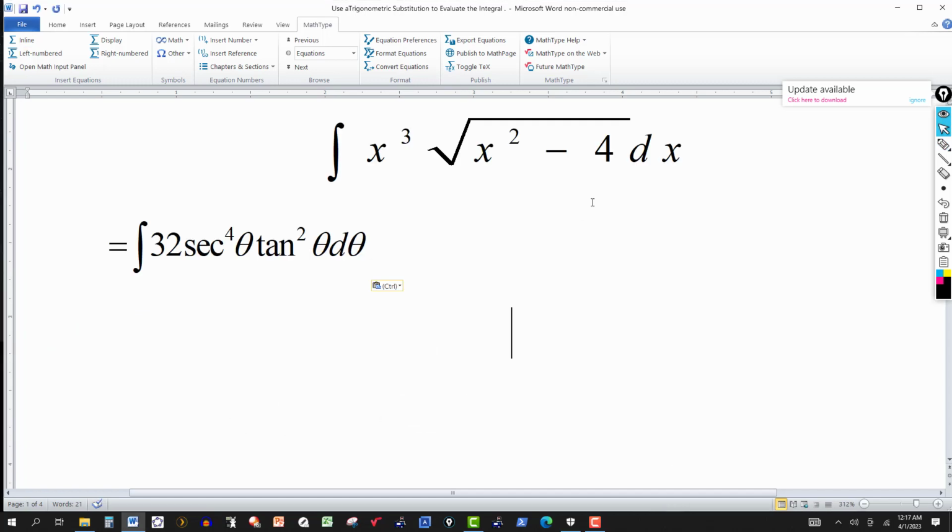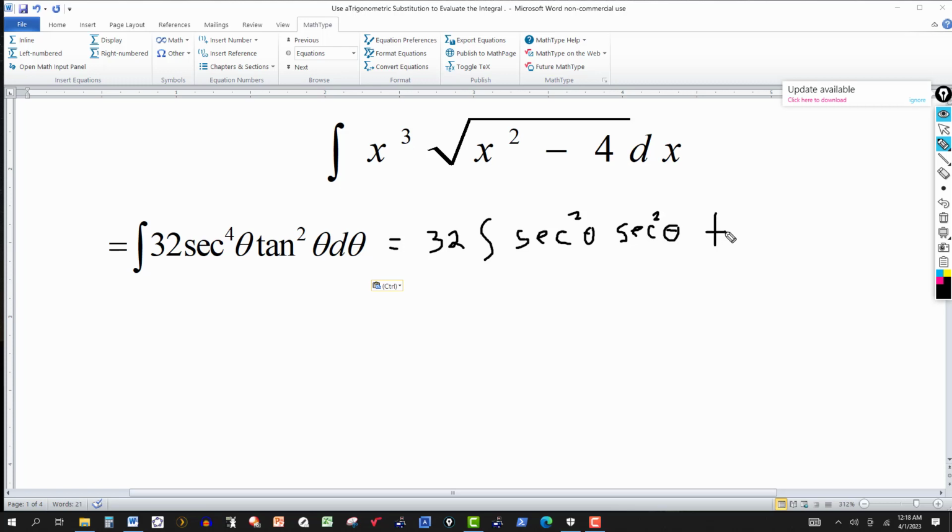Okay, so we start right here then. So far, what we've done is we've broken this integral into this form. So this is equal to, and now we have a secant to the fourth, tangent to the second. And we want to break this. Again, I can put the 32 out in front here. It's constant. So I'm going to break up the secant to the fourth into secant squared theta and secant squared theta, and then I've got a tangent of theta, d theta.